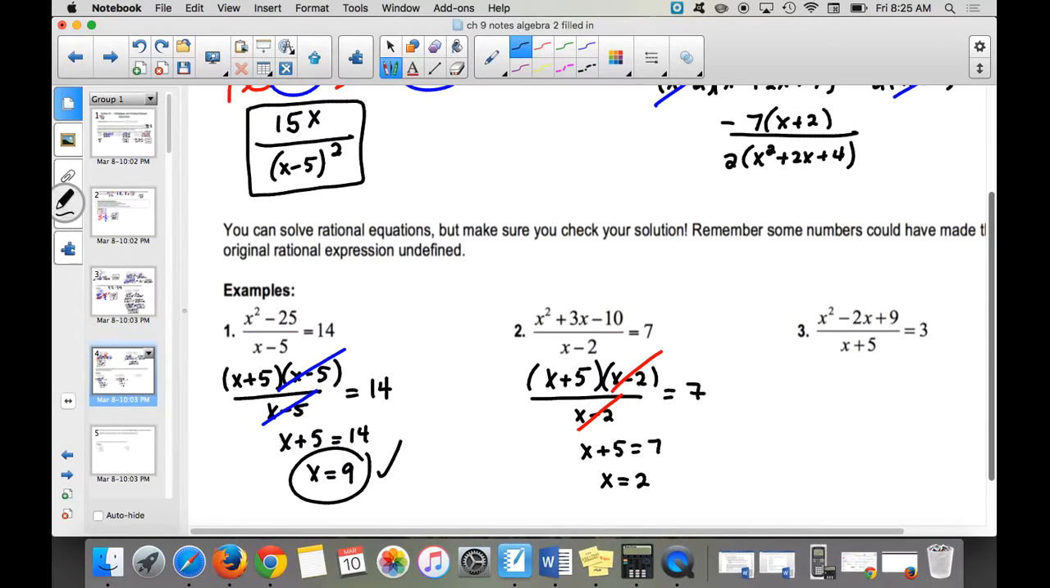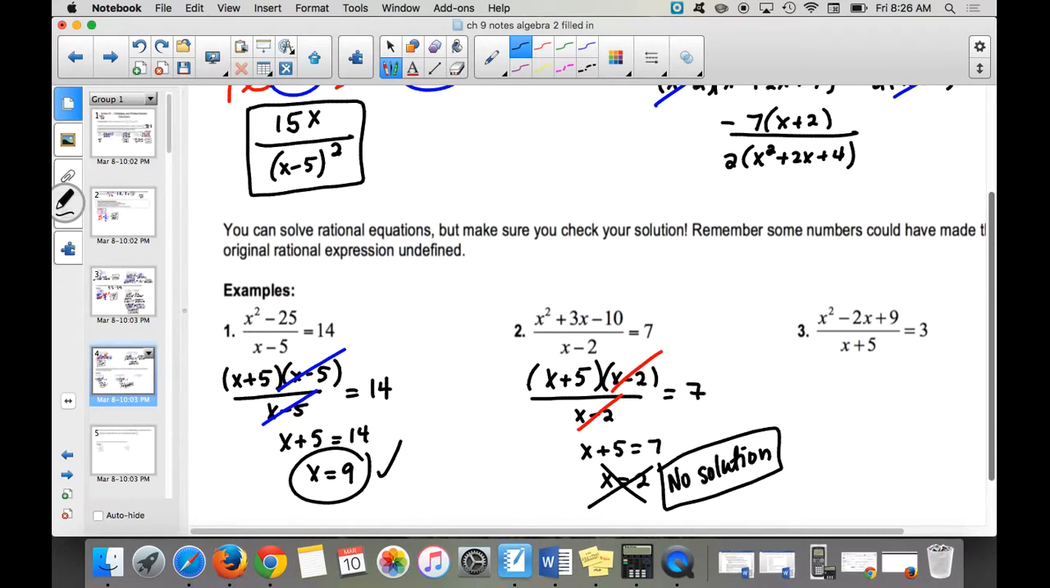But you should still go back and check. Okay, what happens if you check 2? Look at the denominator. Yeah, you get that 0 in the denominator. So does it work? No, it actually doesn't. So this one doesn't work when we check it. So it's no solution. So don't just assume because you factored that you got rid of the bad solution. You did get rid of a bad solution, but the other one could be bad as well.